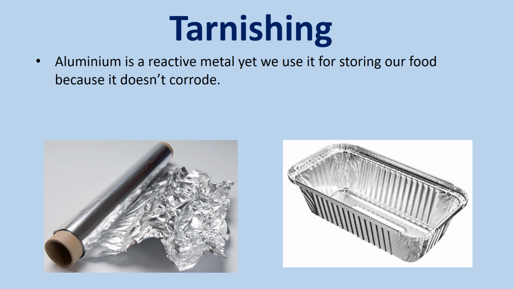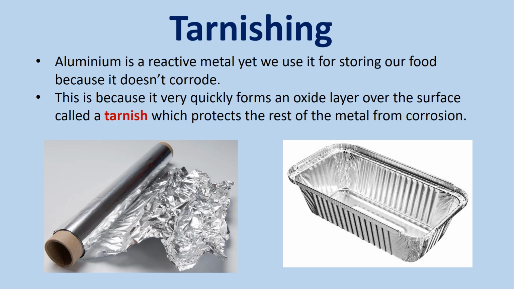Aluminium is a reactive metal, yet we use it for storing our food because it doesn't corrode. This is because it can very quickly form an oxide layer over the surface, which protects the rest of the metal from corrosion.